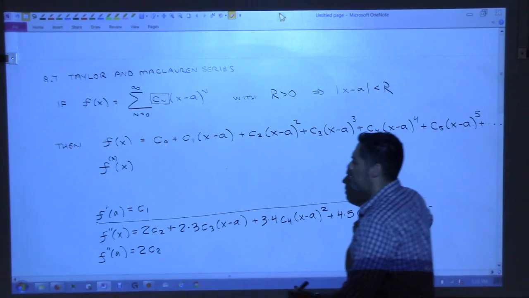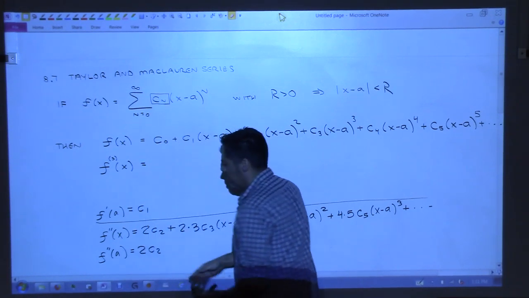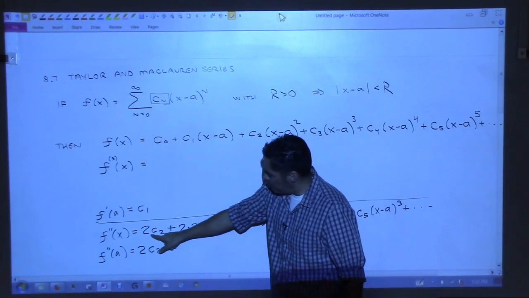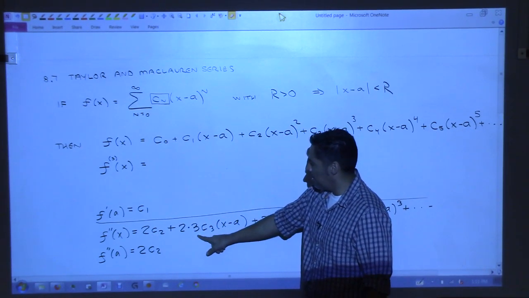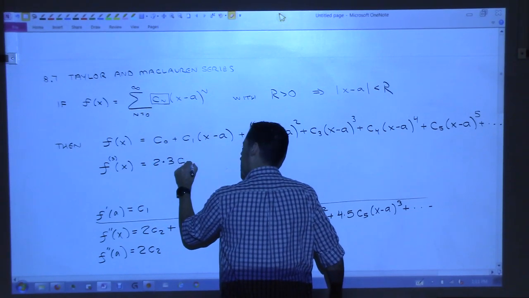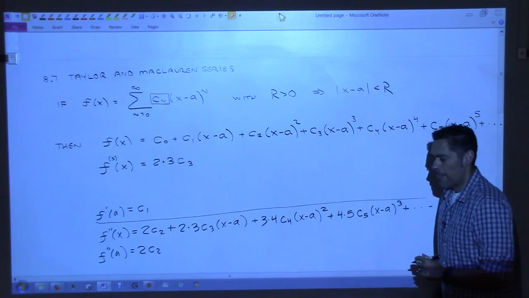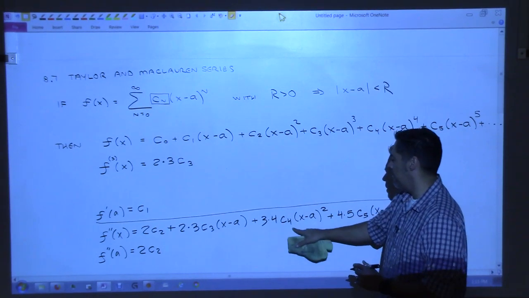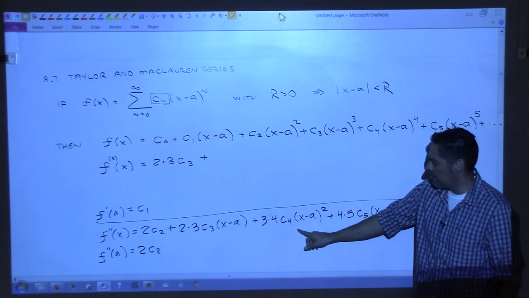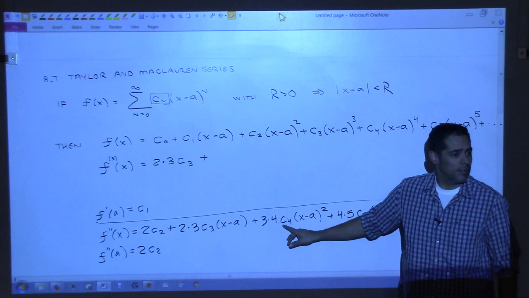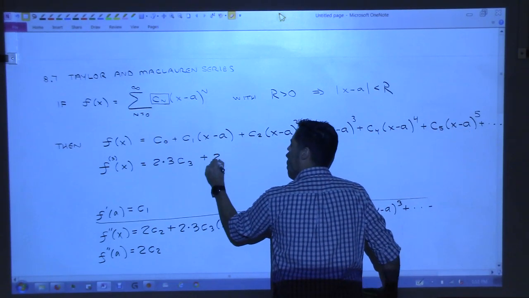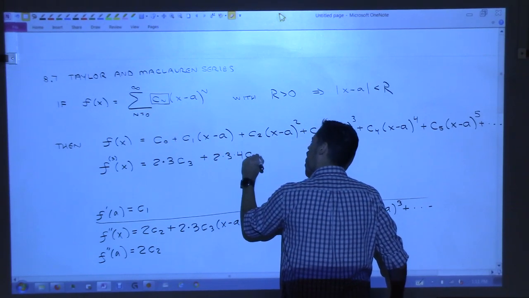All right, so I'm taking the third derivative, and that means I'm taking the derivative of this, right? So the derivative of 2c sub 2 is 0, right? Here, we're going to get what? 2 times 3c sub 3, right? Then plus the derivative of this one. Do y'all see what's happening here? What's the derivative of this one? 2 times 3 times 4. It's starting to look like a factorial, isn't it? 2 times 3 times 4, c sub 4.